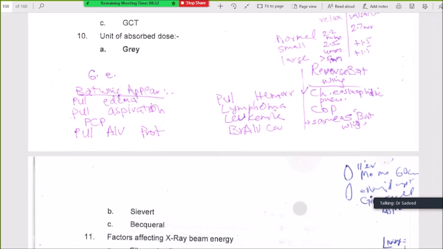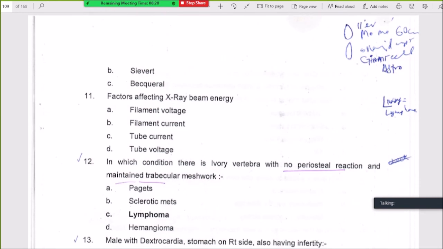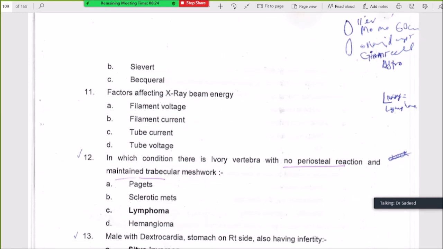Let's memorize this. Okay, now question number 11, factors affecting X-ray beam energy. This is not important.